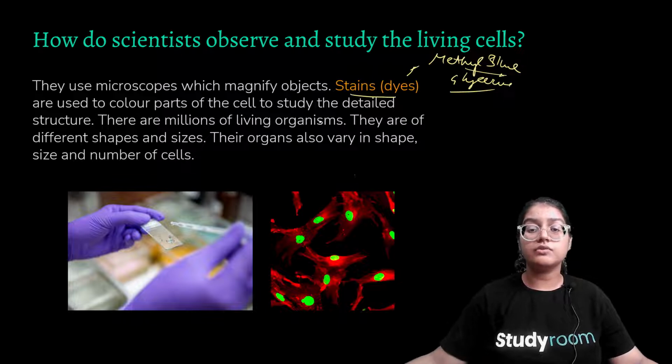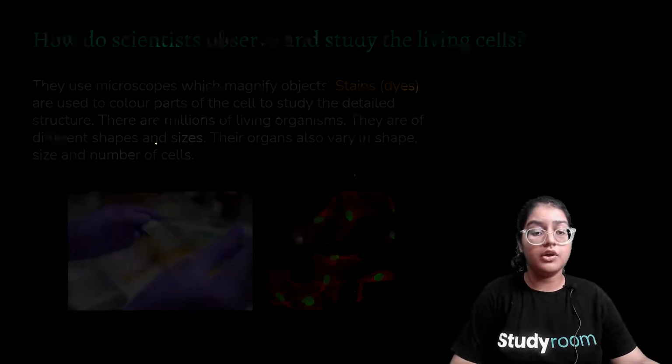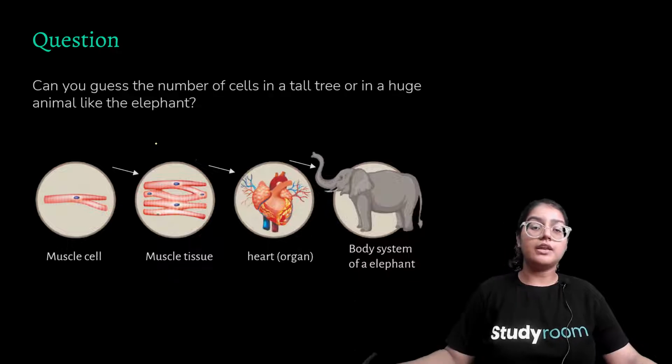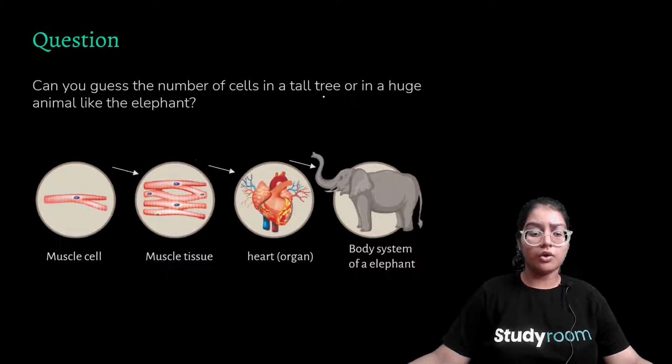There are millions of living organisms. They are of different shapes and sizes. Their organs vary in shape, size, and number. So color coding is one thing along with magnification. Can you guess the number of cells in a tall tree or in a huge animal like the elephant? Can you? No, we cannot.